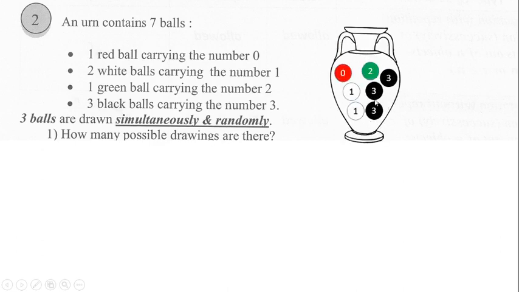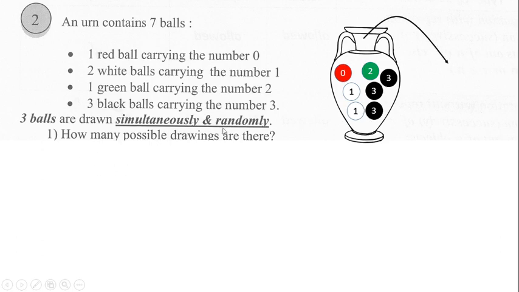So this is the jar, or the urn. It contains a red ball, which carries the number 0. 2 white carry the number 1. 1 green, this is only 1 green, carries the number 2. And 3 black balls carrying the number 3. And you see here the most frequent color is black, and the most frequent number is 3.